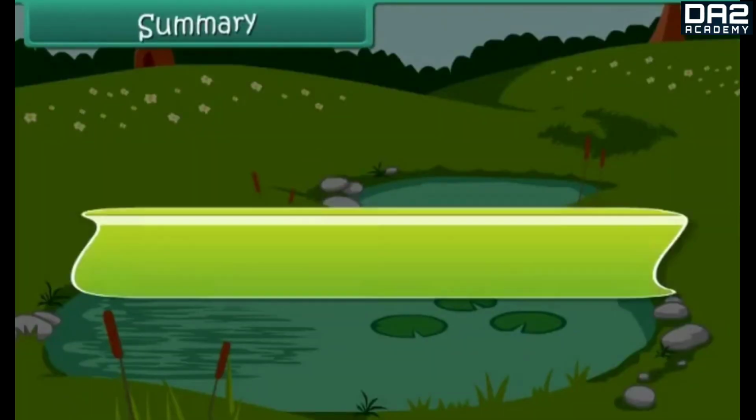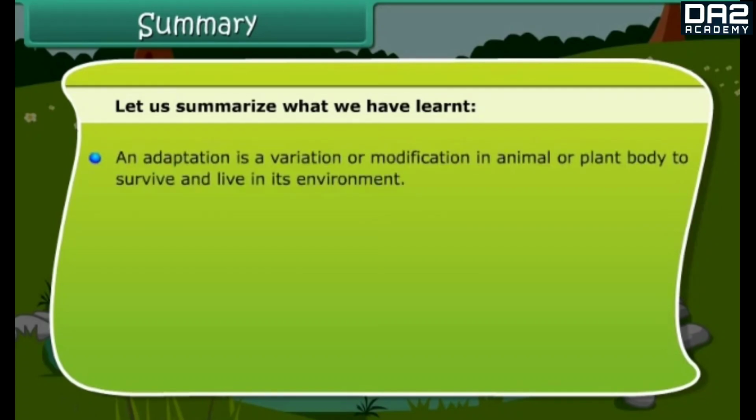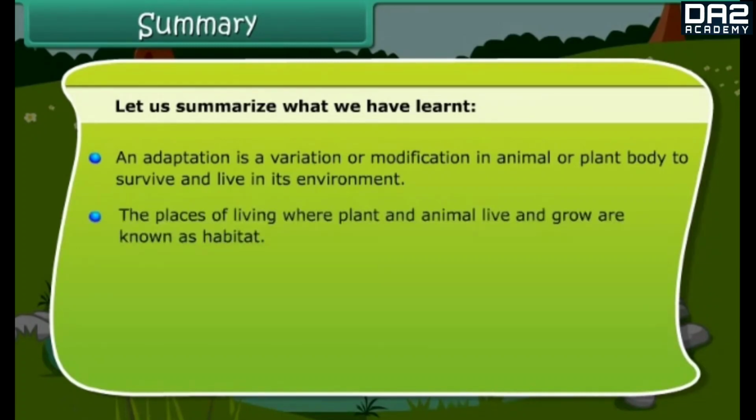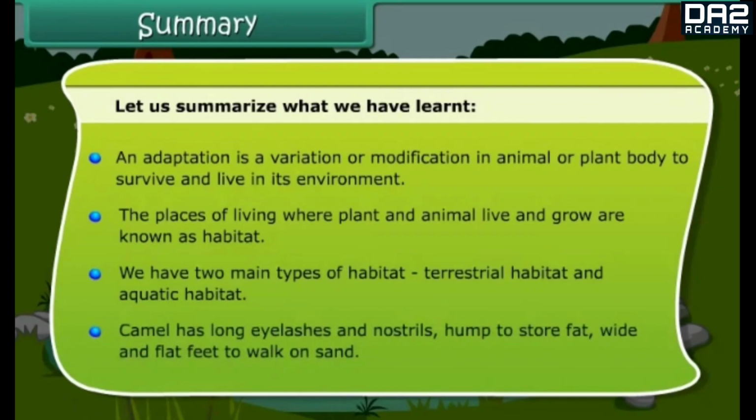Summary. Let us summarize what we have learned. An adaptation is a variation or modification in an animal or plant body to survive and live in its environment. The places of living where plants and animals live and grow are known as habitat. We have two main types of habitat: terrestrial habitat and aquatic habitat. Camel has long eyelashes and nostrils, a hump to store fat, and wide and flat feet to walk on sand.